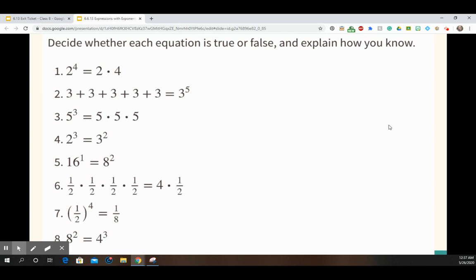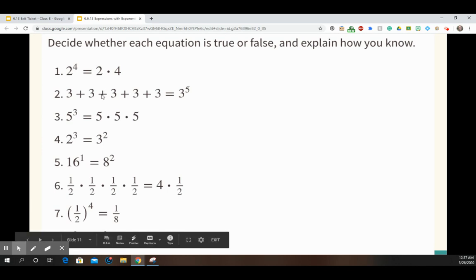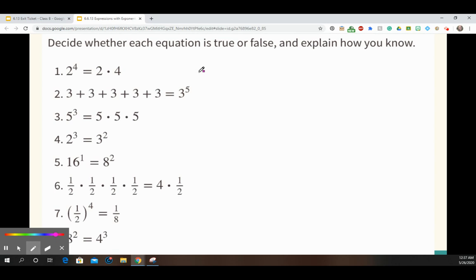All right. So let's start off at the top there. Okay. So 2 to the 4th is equal to 2 times 4. 2 to the 4th is the same as 2 times 2 times 2 times 2. And is that equal to 2 times 4, sorry. So 2 times 2 is the same as 4. 2 times 2 is the same as 4. 4 times 4 does not equal 2 times 4. This one is false.